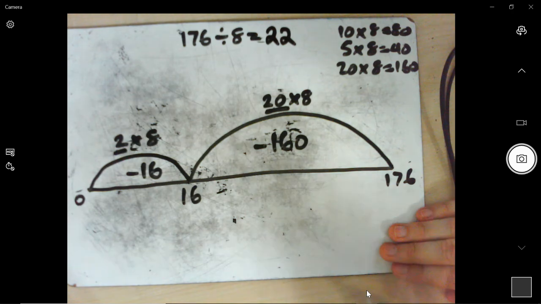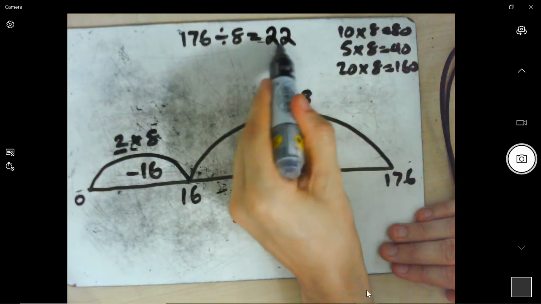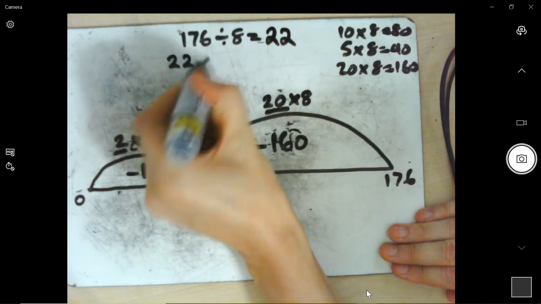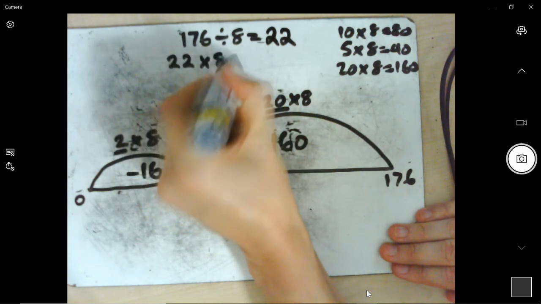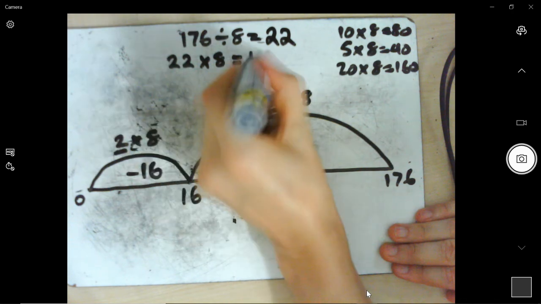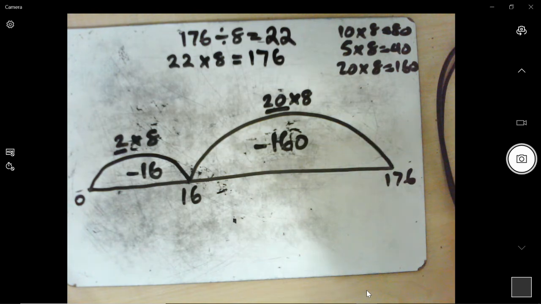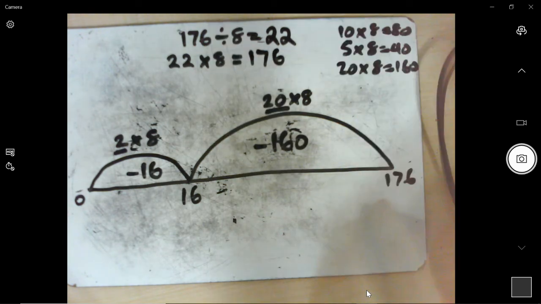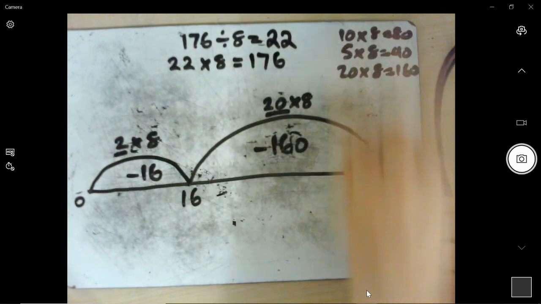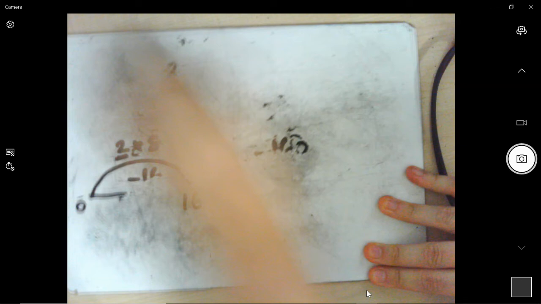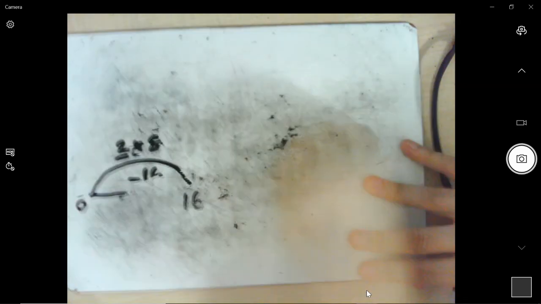And I could check this using my skills from yesterday. I could work out what 22 times 8 is. And if I worked out 22 times 8, my answer would be 176. Right. Challenge 3 today is going to be a little harder because your numbers, your wholes, are going to be a little bit bigger. And it's where you're going to have to use your knowledge of times tables.